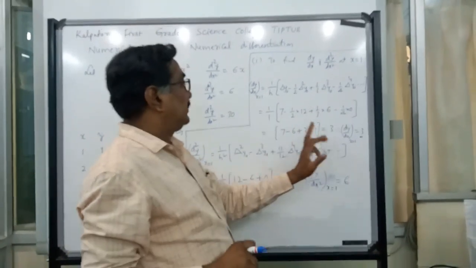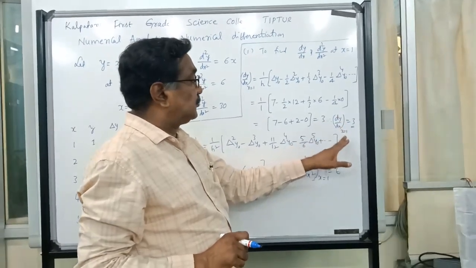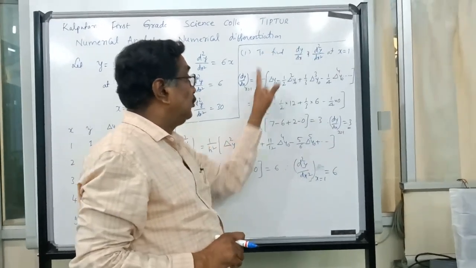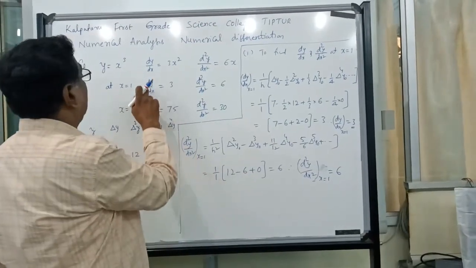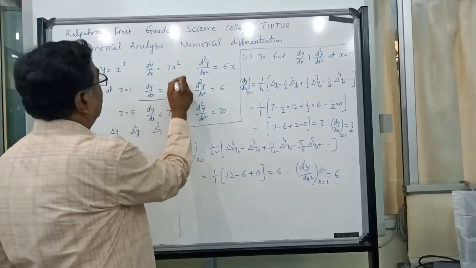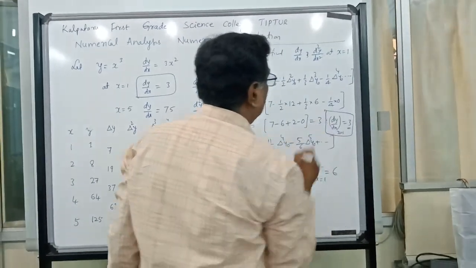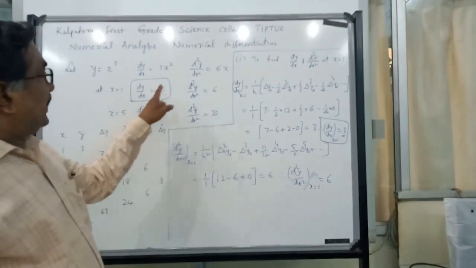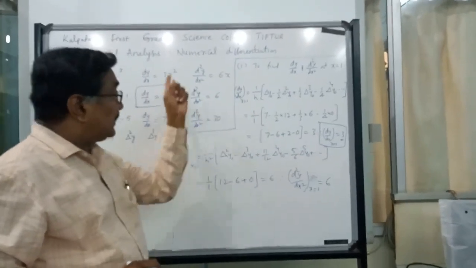After simplification we get 3. That means the value of dy by dx at x equal to 1 is 3 by means of the numerical method, and we obtained previously dy by dx at x equal to 1 is also 3 by the calculus method. So now these two are the same. Therefore, comparing these two values, they are the same by the calculus method as well as the numerical differentiation method.